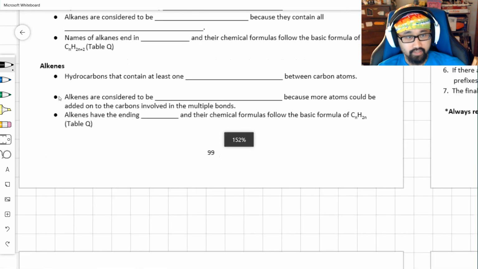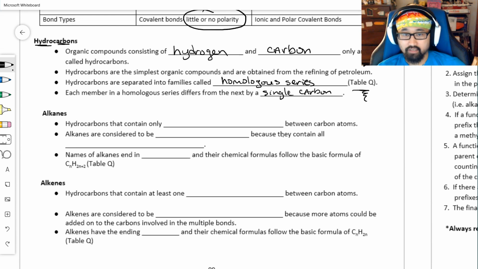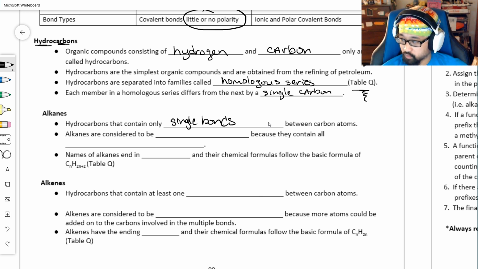Right, so alkanes. Alkanes are hydrocarbons, hydrogen and carbon, that contain only single bonds between carbon atoms. Only single bonds. So if you're looking at the structure and you only see single lines in between the carbon atoms, then you have an alkane. They are considered to be saturated.